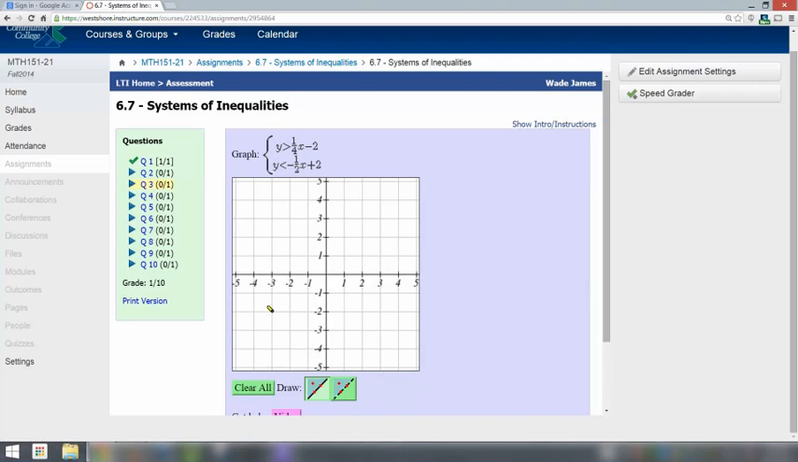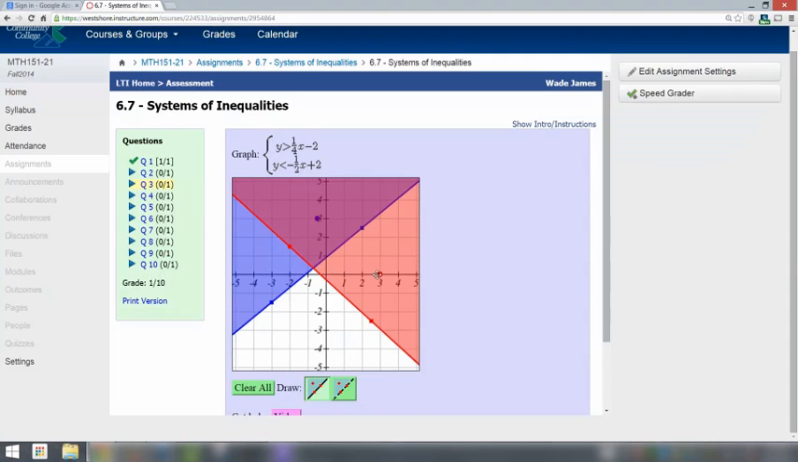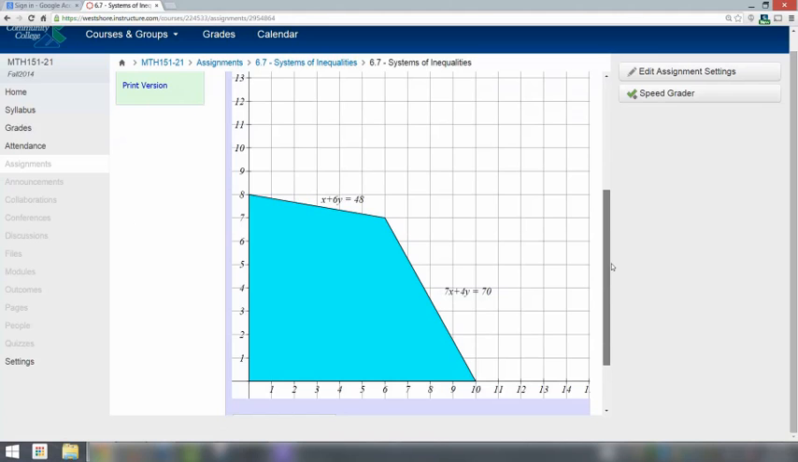So you graph the first line, and then you decide what side you want to shade. You have to drop 3 points: 2 points for the line, and then the third point you drop for the shading. So maybe we shade above. And then you do the second line. 1, 2, and here the purple region is the solution. This is a solid line. If you need a dashed line, you select this icon.